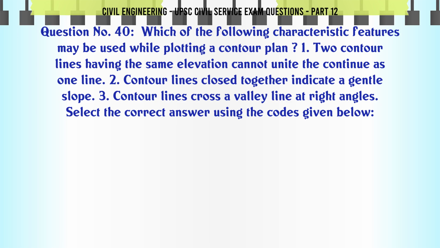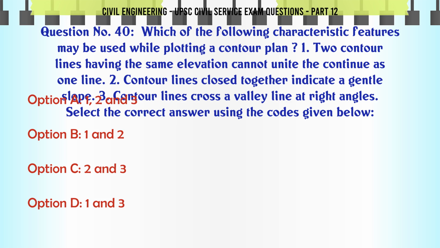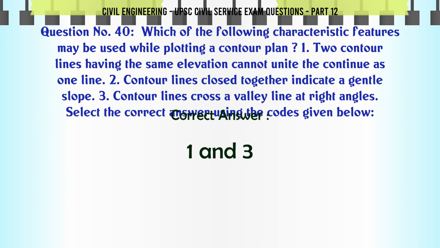Which of the following characteristic features may be used while plotting a contour plan? 1. Two contour lines having the same elevation cannot unite and continue as one line. 2. Two contour lines close together indicate a gentle slope. 3. Contour lines cross a valley line at right angles. Select the correct answer using the codes given below. A, 1, 2 and 3; B, 1 and 2; C, 2 and 3; D, 1 and 3. The correct answer is 1 and 3.